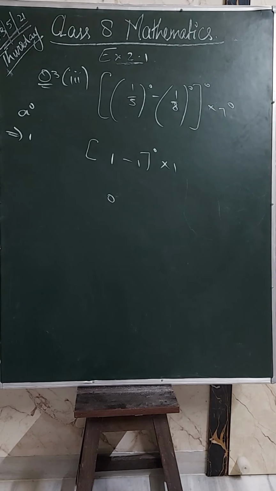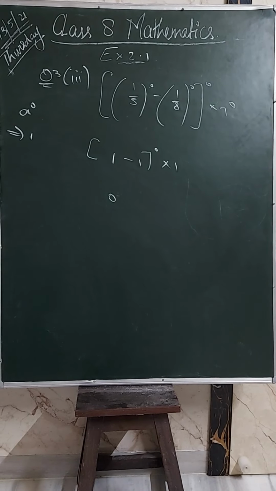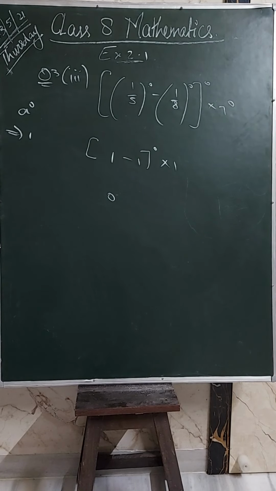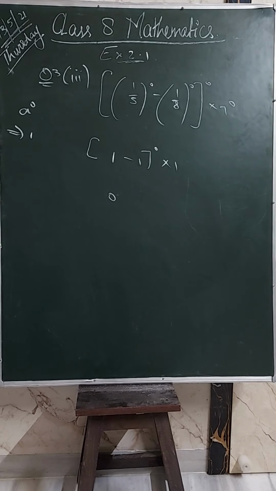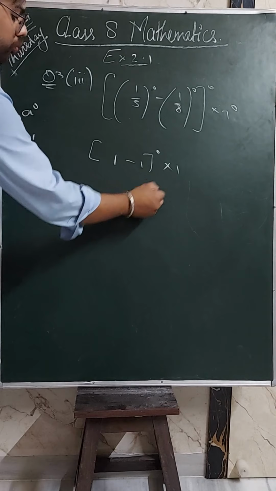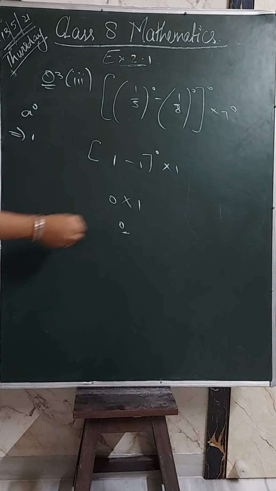Now here is the main thing. What we have to write in the answer, 0 power 0 or 0 power anything. So now 1 minus 1 into what? 0 only into 1, and 0 into 1 answer is 0 here.